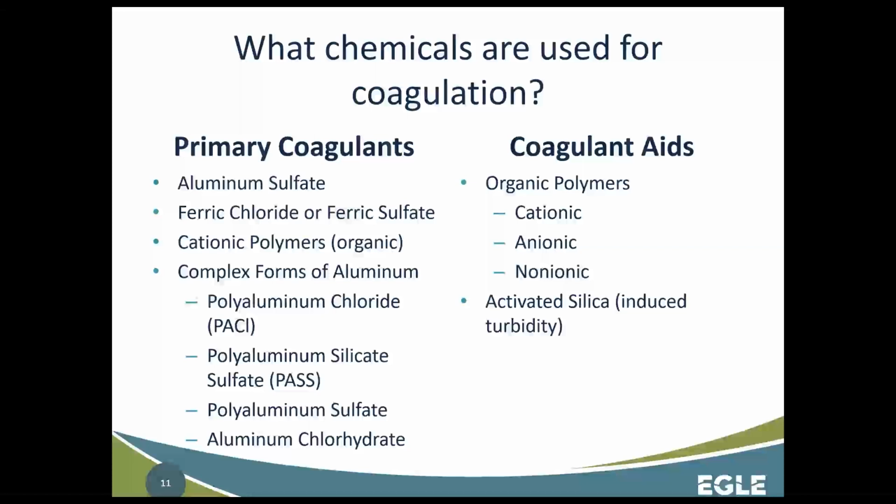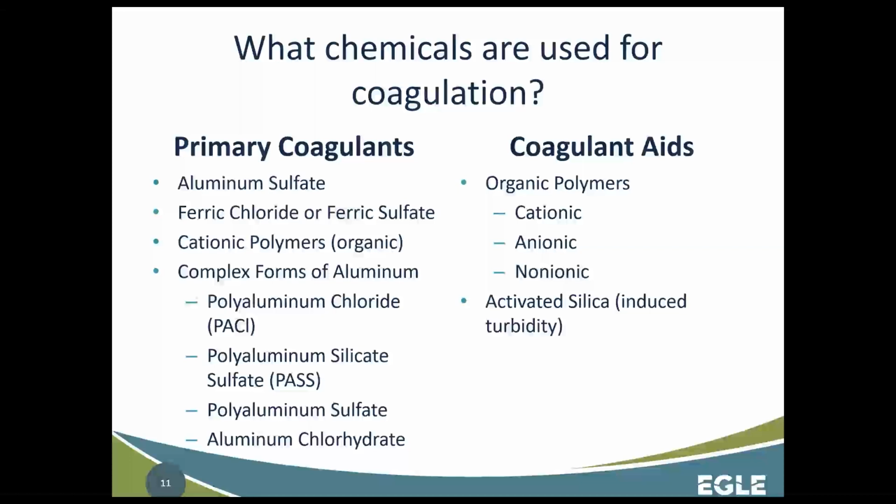Then you've got some that are a little bit less common. You've got some cationic polymers. I have seen those fed as primary coagulants. You've also got complex forms of aluminum: polyaluminum chloride, polyaluminum silicate, polyaluminum sulfate, aluminum chlorohydrate. So these are a little bit more specialty. They're going to be more expensive. There might be good reasons to use them in your plant. It really depends on the design of the plant and the nature of the source water.